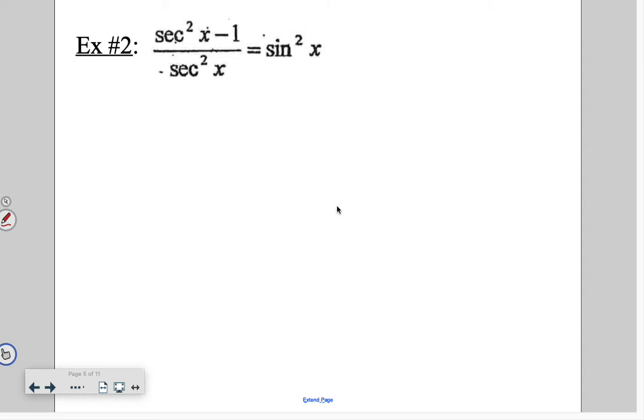Let's take a look. First question on the very first problem. Which one's the more difficult side? It should be fairly obvious on this one. So we're going to work on the left-hand side and try to get it to equal sine squared. So, what do you think? Where do we start this one? What would you do first? My hope is you're starting to recognize the top is really just tangent squared. That's in one of your Pythagorean identities. Secant squared minus 1 is tangent squared. So we're going to start there.